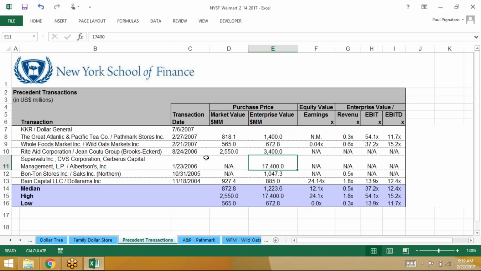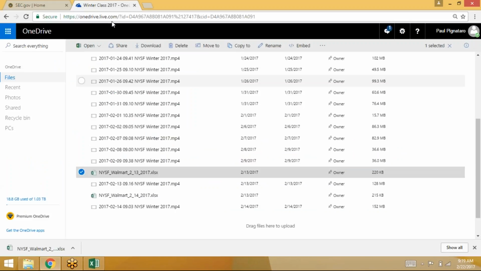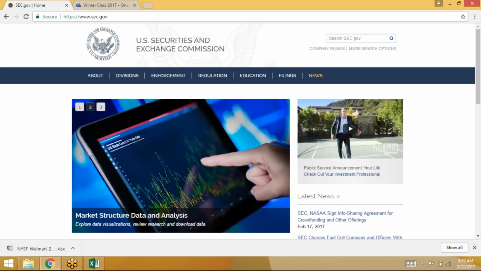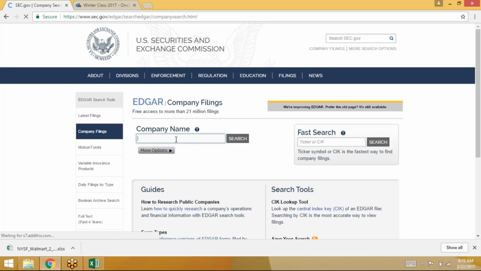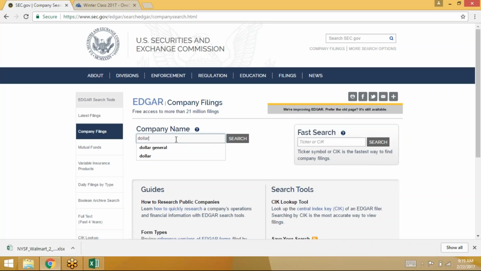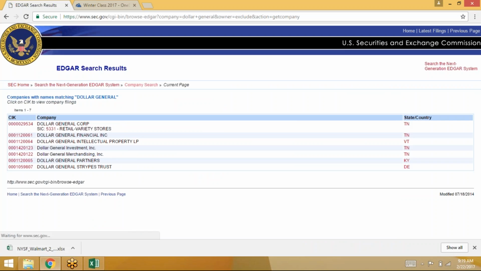Or a transactional document. Okay, so for Dollar General, the first thing I'd look for, even if they're acquired and not public, they still should have lingering documents. So let me go to sec.gov, and I'm going to pull up company filings. I'm going to look for Dollar General, company name, Dollar General, and see what comes up.